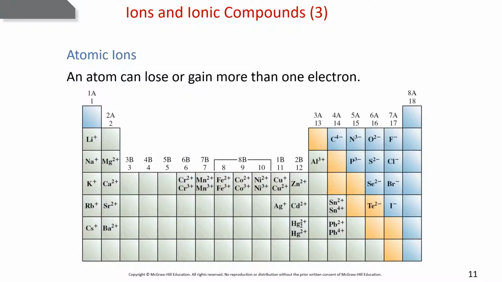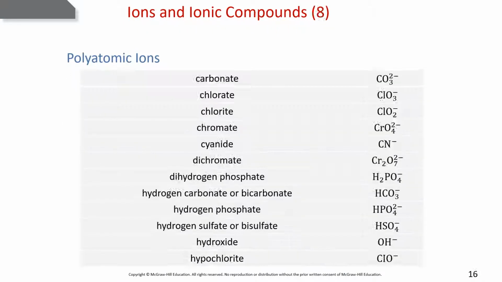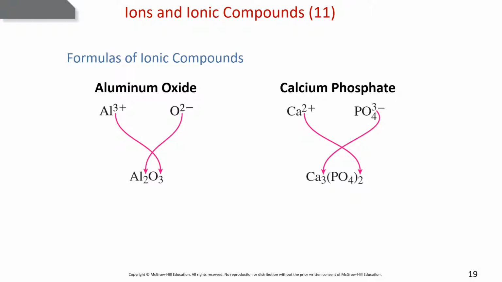We can see aluminum is 3 plus. It is in group 13, so group 13 metals have a 3 plus charge. Oxygen is in group 16. All group 16 nonmetals have a 2 minus charge. That is how aluminum and oxygen have these charges.